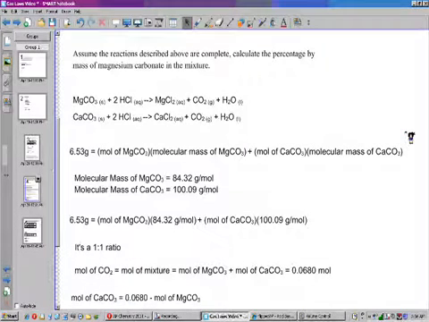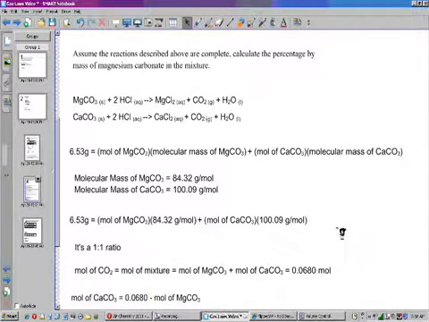So we know that the mass of the total mixture equals the mass of every element in that mixture. So we can say that 6.53 grams equals grams of magnesium carbonate plus grams of calcium carbonate. However, since we do not know how many grams we have, we know that grams equals moles times molecular mass. So we can change the formula a bit and say 6.53 grams equals moles of magnesium carbonate times the molecular mass of magnesium carbonate plus moles of calcium carbonate times the molecular mass of calcium carbonate. Now, after looking at the periodic table, we know that the molecular mass of magnesium carbonate is 84.32 grams per mole, and that the molecular mass of calcium carbonate is 100.09 grams per mole.